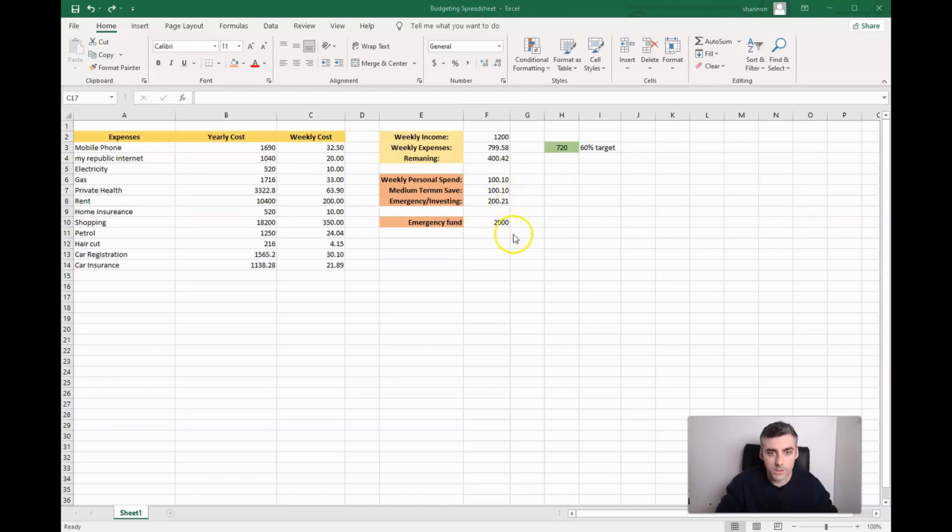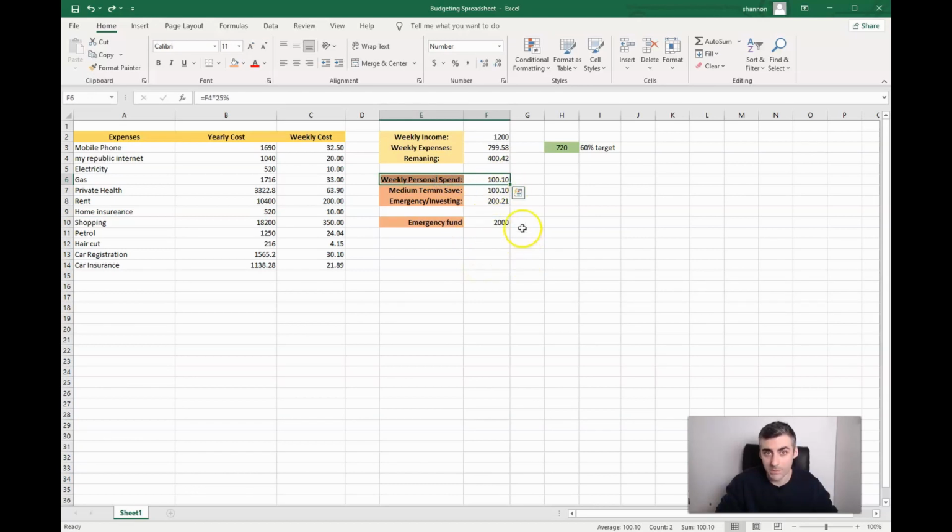All right. So also when you set a budget for yourself, this is your weekly personal spend. This is basically you being able to go out, have fun with your friends, buy some pizza, get a coffee, any social events that you have throughout the week. This is for you to go and do that.